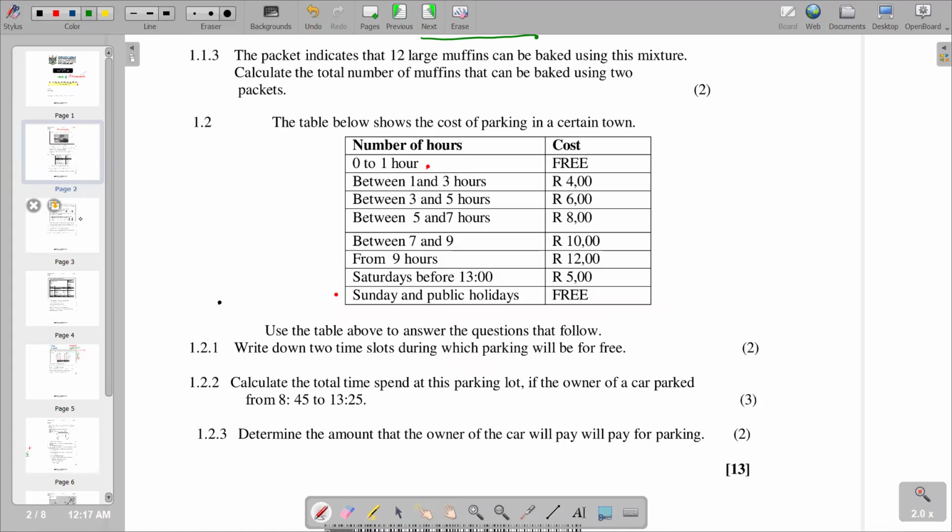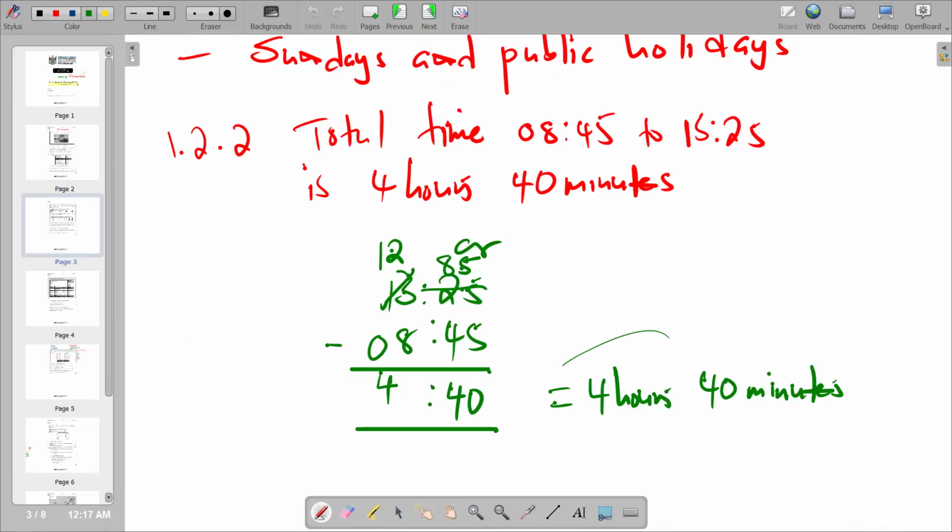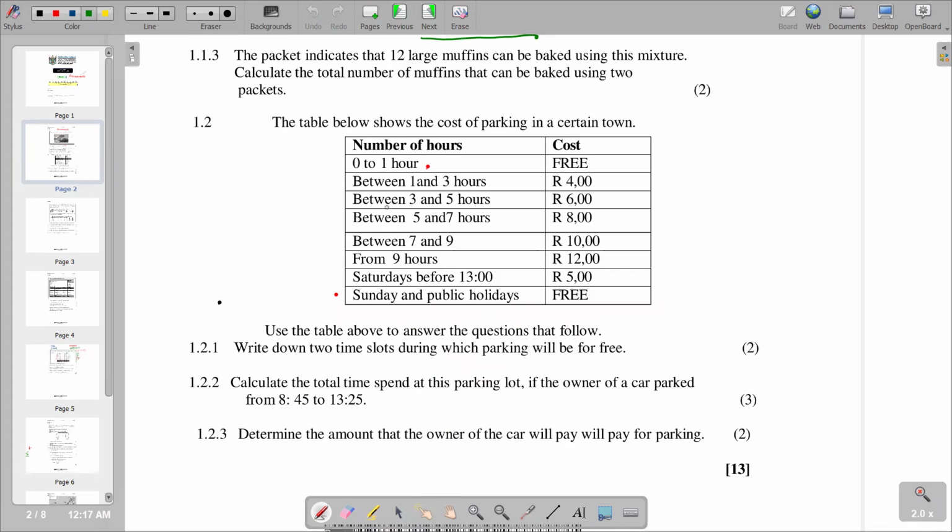According to our calculations, this is our time: 4 hours, 40 minutes. We refer back to our number of hours. You see that 4 hours, 40 minutes falls between 3 and 5 hours, and between 3 and 5 is where we have 6 rand. So what we are saying is that 6 rand is the amount that the owner of the car will pay for parking for the period of 4 hours, 40 minutes.